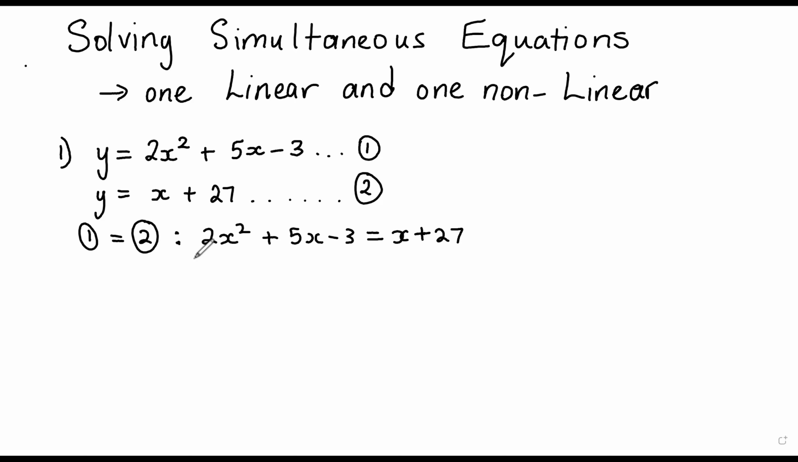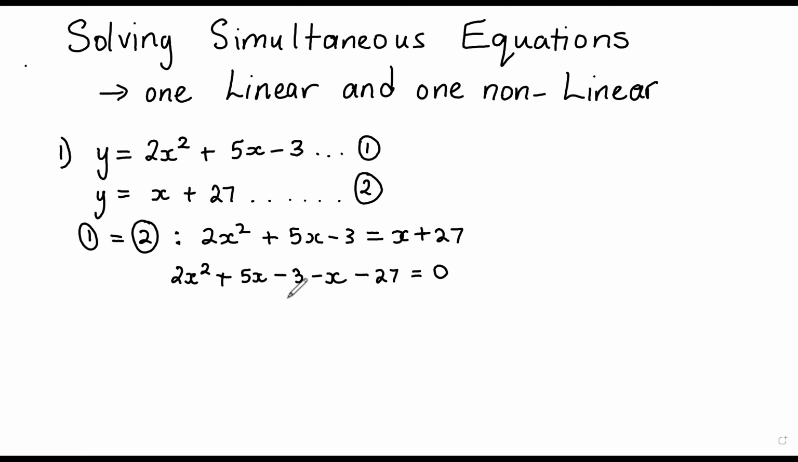So what I'm going to do next is move all the terms from the right-hand side to the left-hand side. So this will become 2x squared plus 5x minus 3 minus x. Now, if I move x from the right-hand side to the left-hand side, it'll become minus x because it's a positive x on this side. And then my plus 27 moved to the left-hand side will become minus 27. And all of that is equal to 0.